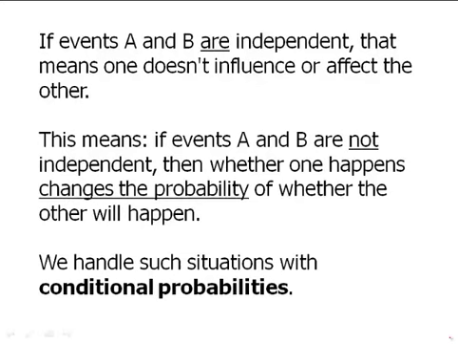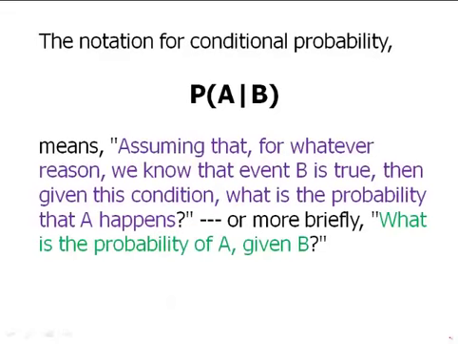We handle such situations with something called conditional probabilities. So here's the notation. We use the symbol P, A, and then a vertical line, and then B. Well, what does this mean? This means assuming that, for whatever reason, we know that event B is true, then given this condition, what is the probability that A happens? Or more briefly, and this is the way people usually say it, what is the probability of A given B? So B is the condition we impose, and A is the thing we want to find the probability of, given that we know B has already happened.